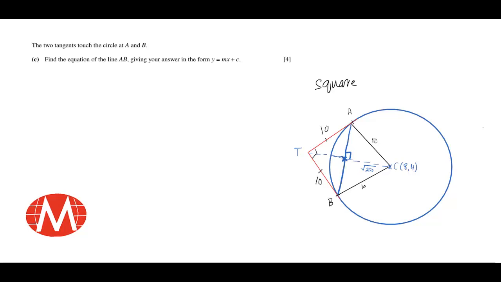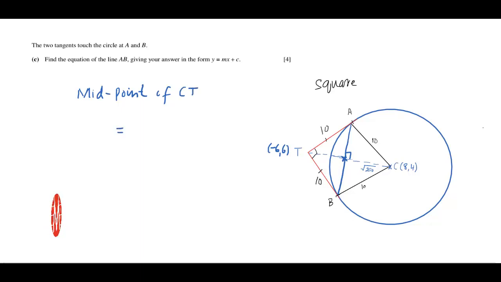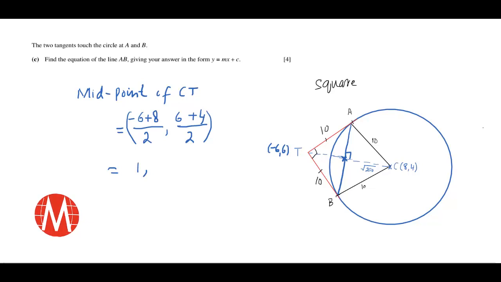So now we will find the midpoint of the line CT, and T is (-6, 6). Therefore, midpoint of CT is (x1 + x2)/2, comma (y1 + y2)/2, because these are the coordinates. So it is 2 over 2, that is 1, and 10 over 2 is 5. So the coordinates of this point we have found: this is (1, 5).